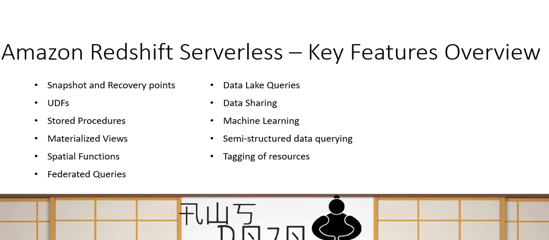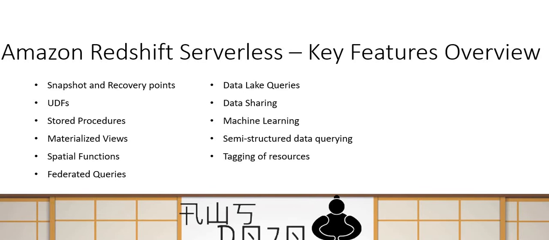So this is a summary of the key features which Redshift Serverless provides: snapshotting, UDFs, procedures, using materialized views, special functions or queries, federated queries to other data sources, using data sharing, running machine learning, creating machine learning models like classification or regression models right from the Redshift cluster, extending your query to data lakes. All those features are available in Amazon Redshift Serverless as well.